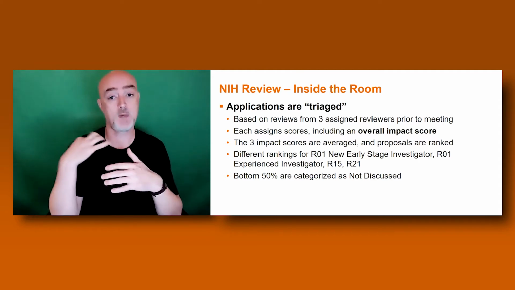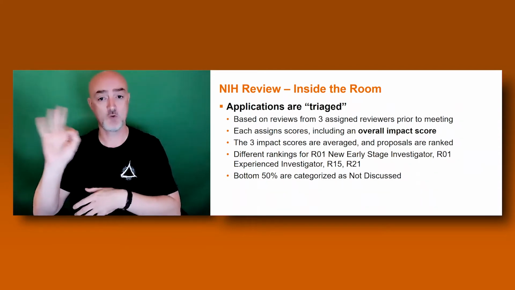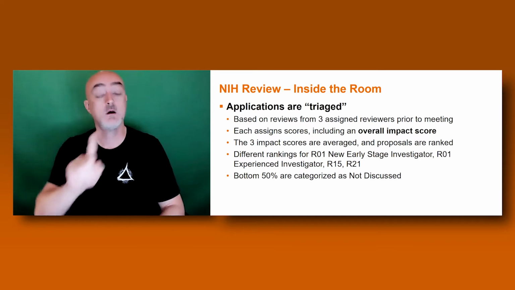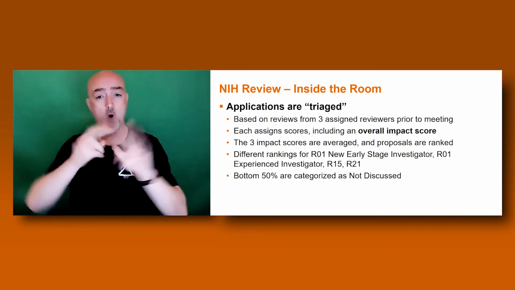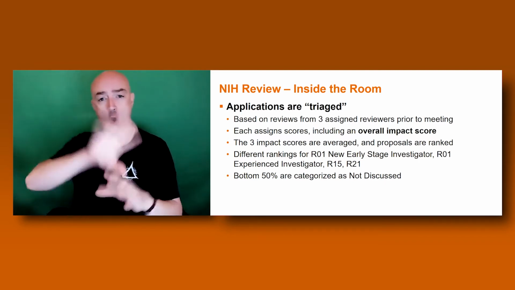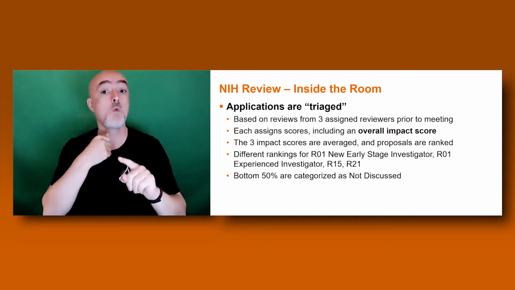They will then score the application based on 5 criteria that Lori had already mentioned in the beginning. So I won't go over it again, but we assign 1 number, which is called the overall impact score. So 1 number from each reviewer will be assigned to the application, 1 score.